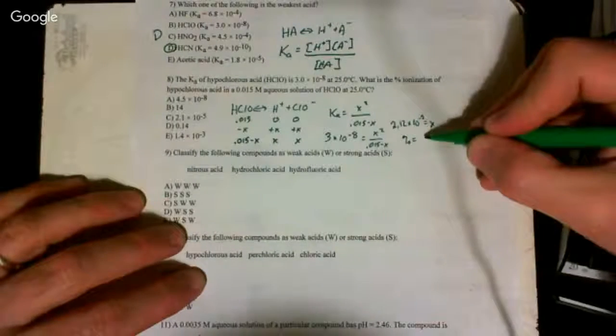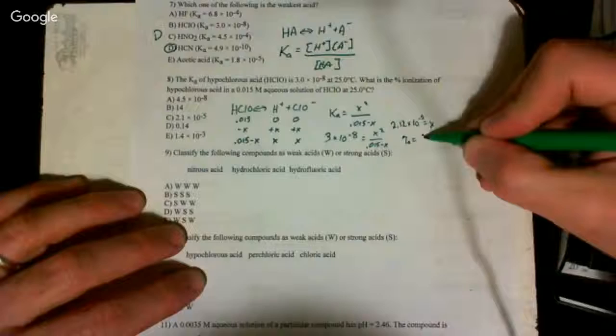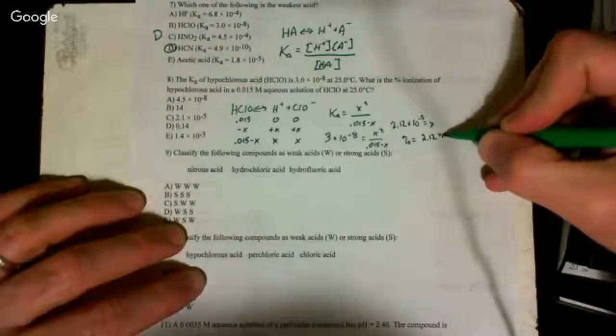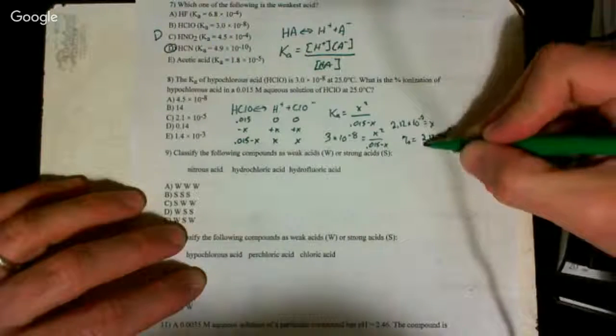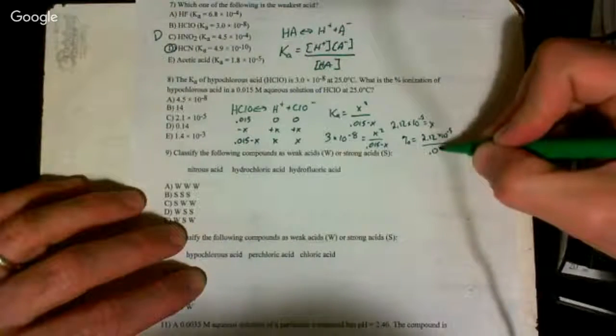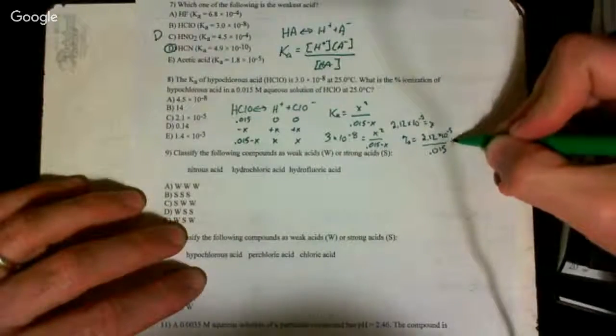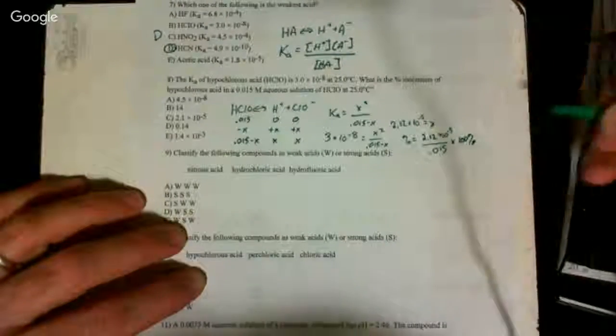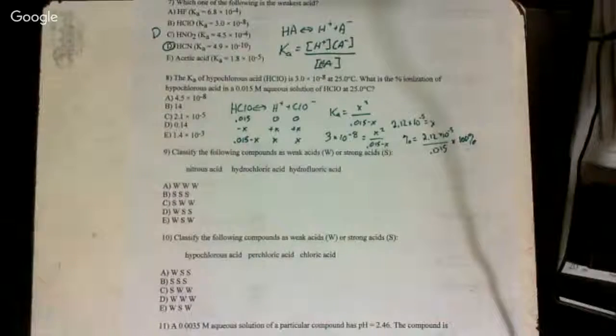So if I'm doing that correctly, I'm going to take the 2.12 times 10 to the negative 5th. I'm going to divide that by 0.015, and I'm going to remember that to turn that into a percentage, we're going to multiply it by 100. So we do all that math here, and let me see if I can get that done real quick.